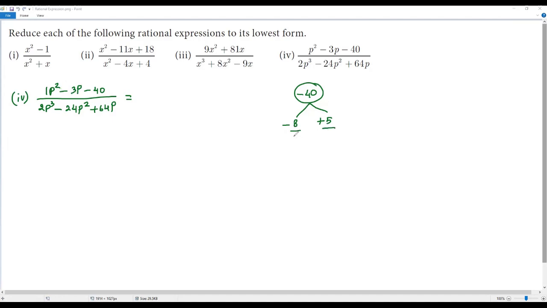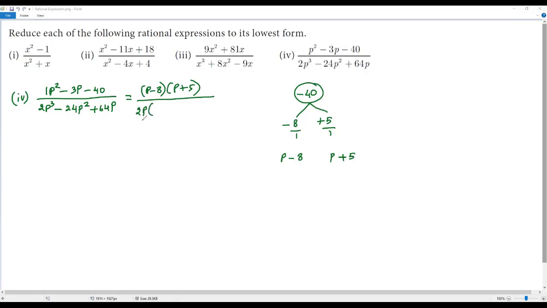Further, we have to divide both the factors by the coefficient of p square, 1. When I divide them by 1, still I'm getting negative 8 and positive 5. Now I have to take p over here and p over here. I got two factors of this quadratic expression. They are p negative 8 and p positive 5. When I consider the expression in the denominator, all the three terms have the greatest common divisor 2p. So we can factor 2p out.